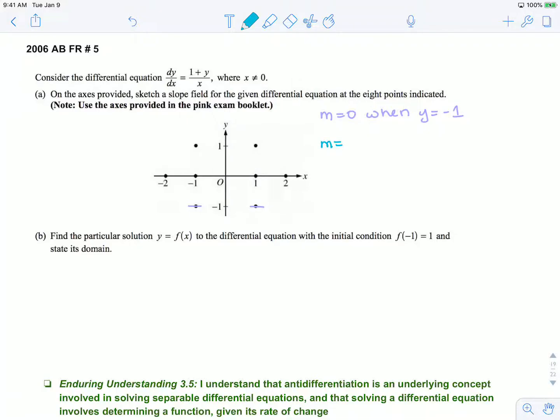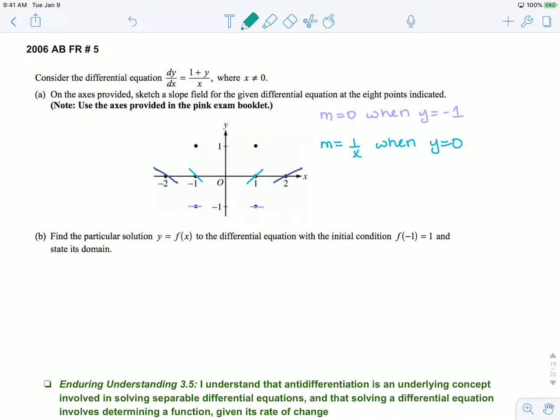We know our slope equals 1 over x when y equals 0. So here at 1, it's going to be 1 over 1, which is 1. Here at -1, it's going to be -1 over -1, which is -1. So those should be reflections. Here at 2, it should be 1 over 2, which should be less steep than 1. And here, this should be -1/2, which is less steep than -1, reflections.